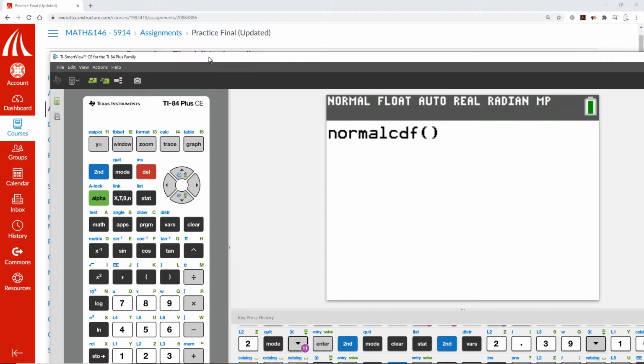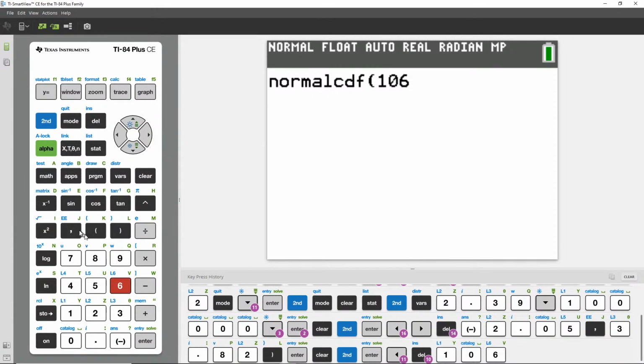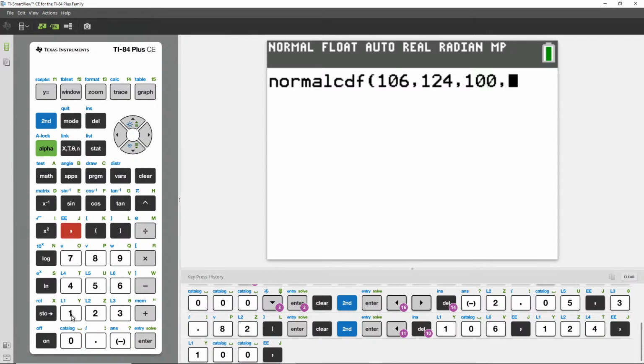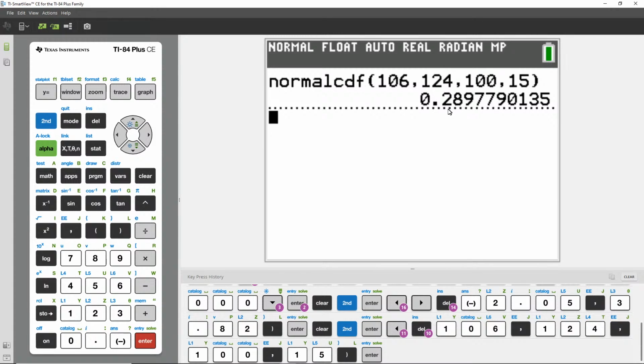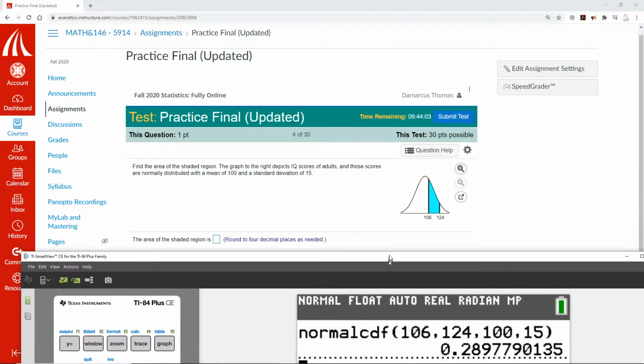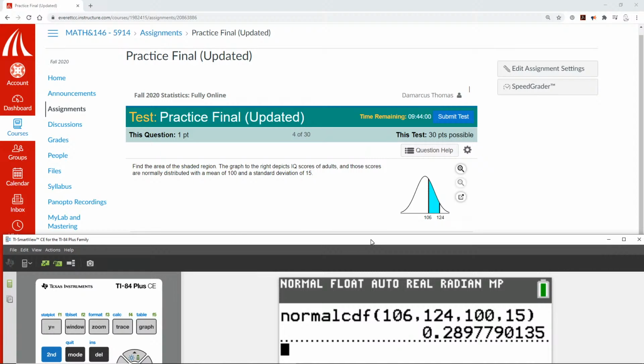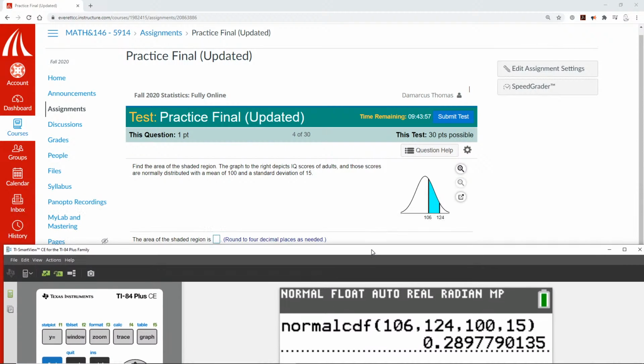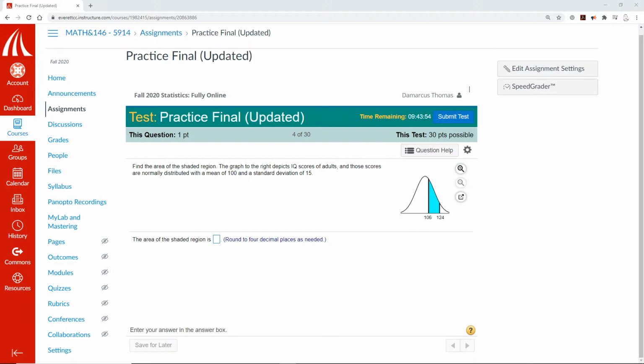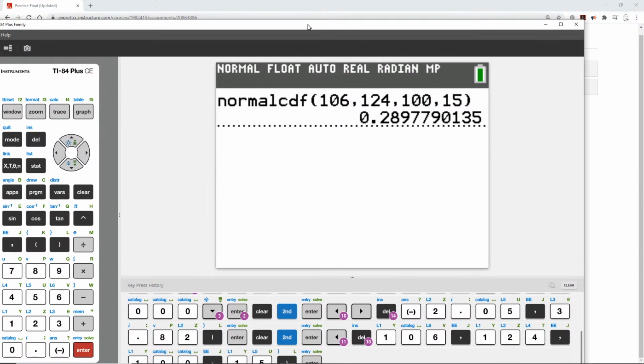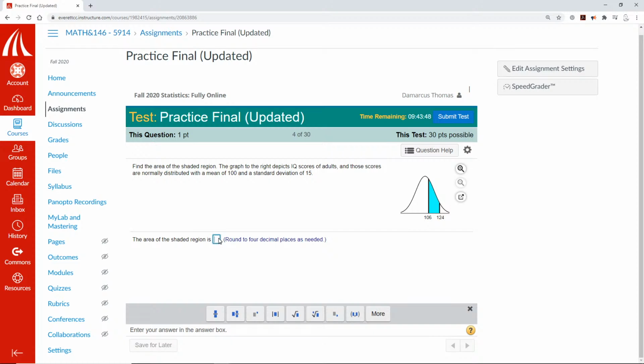We'll put in 106, comma, 124, comma, the mean is 100, and our standard deviation is 15. Close it off, hit enter, and we got 0.2898. So about 29% of all the people who took the test, about 30%, scored in there. Okay? So 0.2898 is what we would do, rounding it off to 4 places.